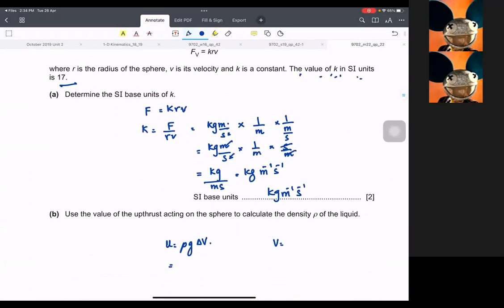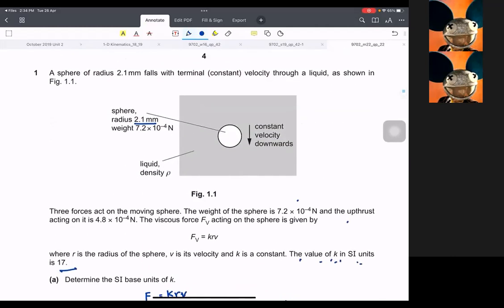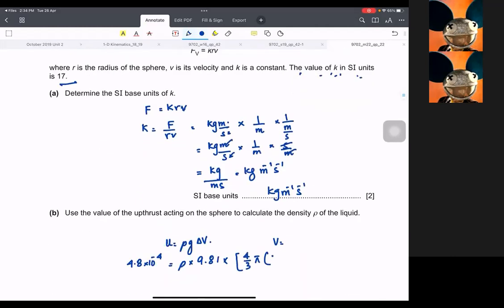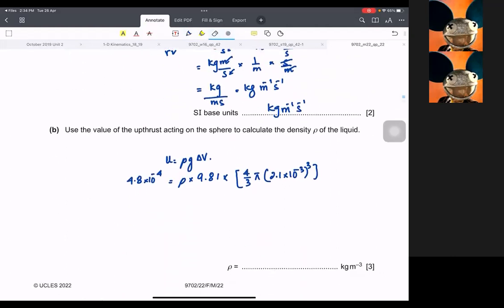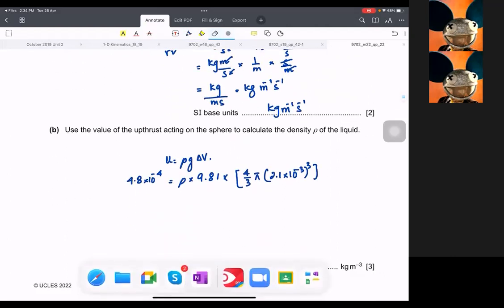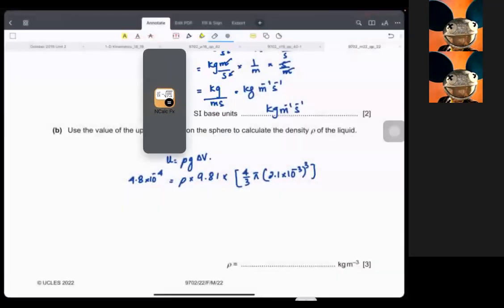Fine. So we can write upthrust was 4.8 times 10 raised to minus 4, density, 9.81. And volume can be found out by 4 by 3 pi, the radius is 2.1 times 10 raised to minus 3 because we want to change it to meters cube. That would be the volume. Now let's quickly calculate it.